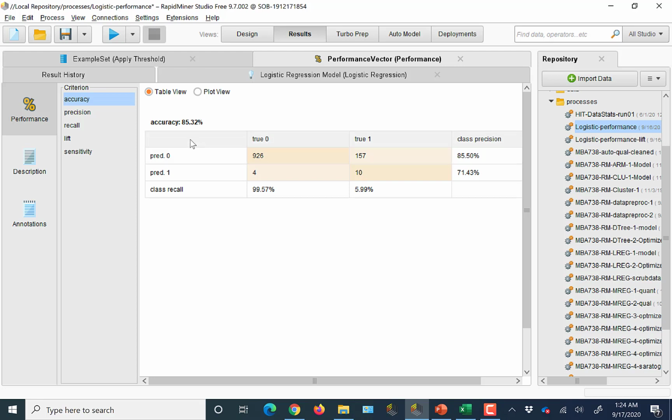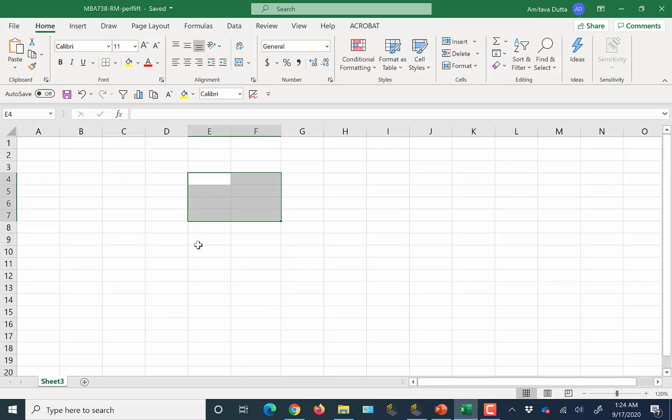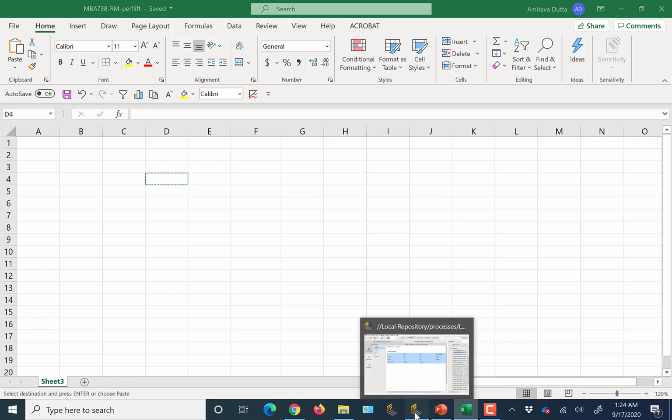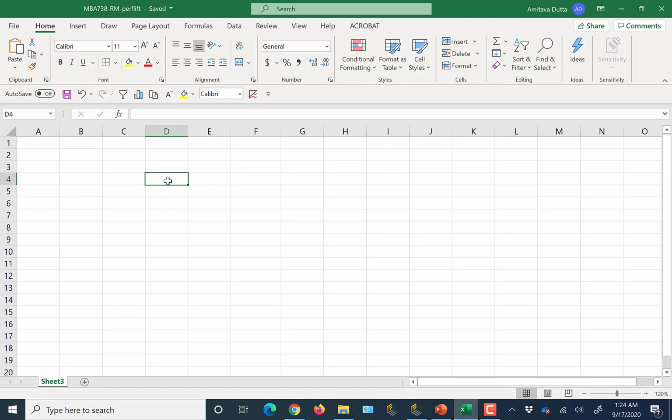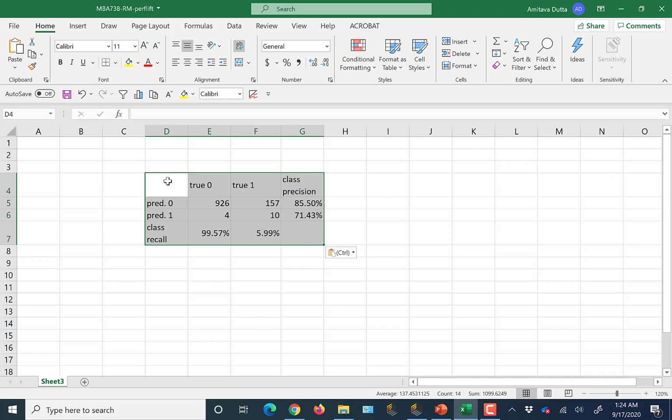So I'm going to copy this confusion matrix into Excel. Bear with me a second here. Control C. And by the way, just remember the overall accuracy was 85.32 because I'm not copying that value. We'll have to remember that 85.32. So let me go over to Excel, Control C, back to Excel, Control V. There we go. So there's the confusion matrix.